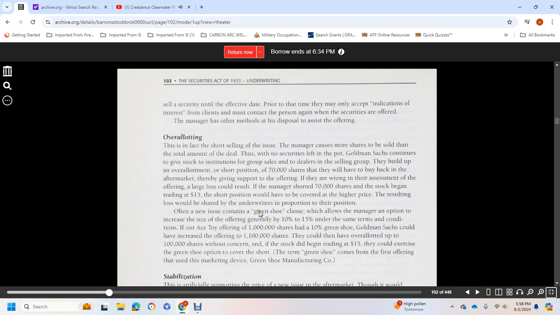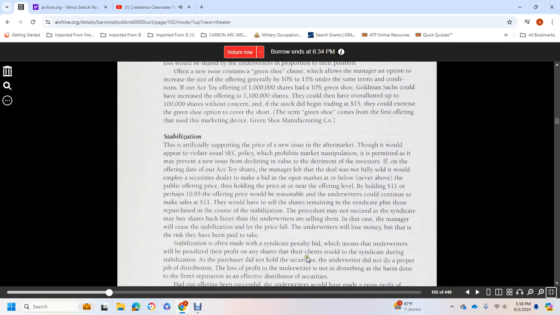Often new issues contain a green shoe clause, which allows the manager an option to increase the size of the offering, generally 10 to 15% under the same terms and conditions. If Ace Toy is offering 1 million shares at a 10% green shoe, Goldman Sachs could have increased their offering to 1,100,000 shares. They could have overallotted up to about 100,000 shares without concern. If the stock did begin to trade at $15, they could exercise the green shoe option to cover the short. The term green shoe comes from the first offering that used this marketing device, Green Shoe Manufacturing Company.